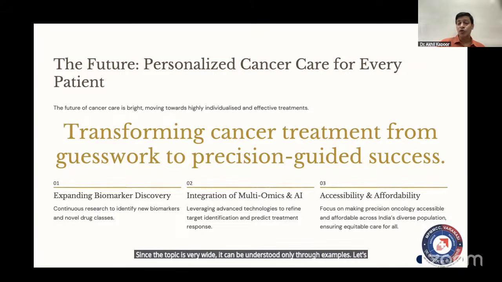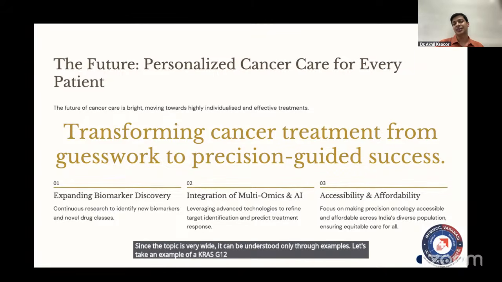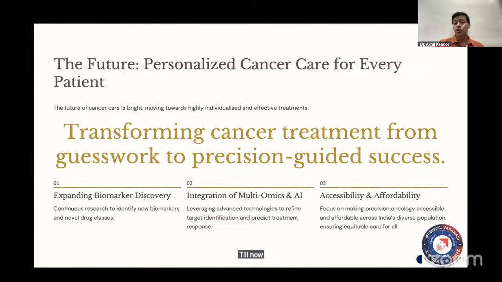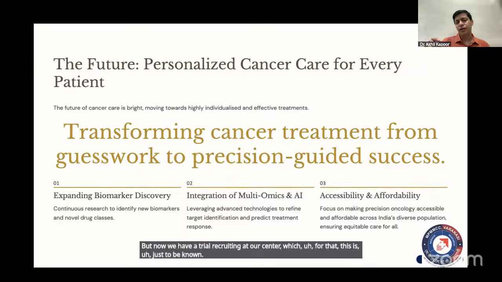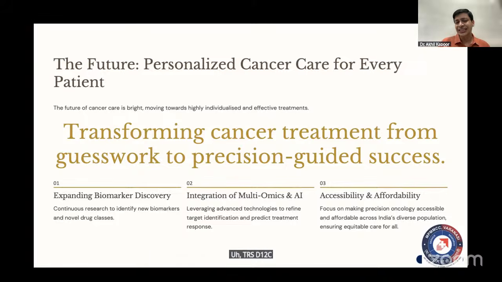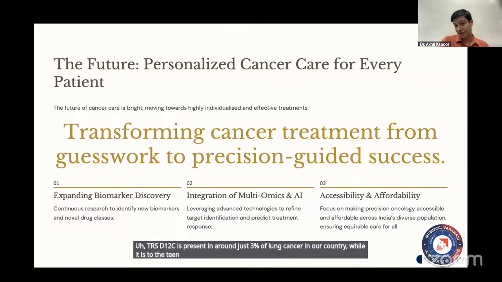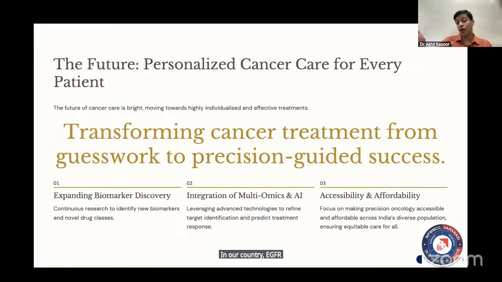Let's take an example of a KRAS G12C positive lung cancer. Till now, there was no cancer treatment approved in the first line setting, but now we have a trial recruiting at our center. This is just to be known: KRAS G12C is present in around just 3% of lung cancer in our country, while it is to the tune of 20% in the Western population. In our country, EGFR is to the tune of 40-45%, while this is below 15 to 20% in the West.